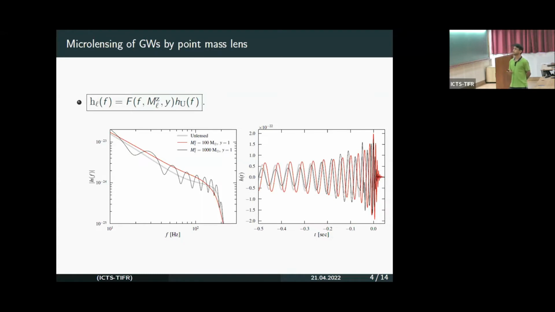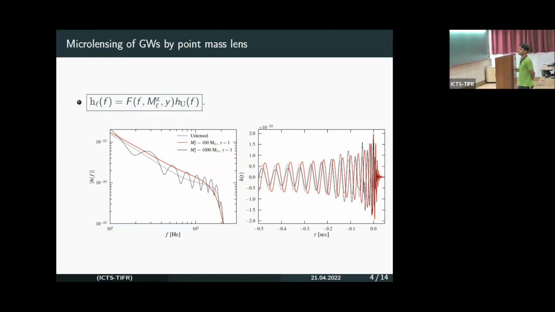So, microlensing of GWs by a point mass lens. We are considering the lenses to be point mass lenses here. When the GW is magnified in the presence of the lens, we have this frequency dependent magnification term, where HUF refers to the unlensed waveform and HLF refers to the lensed waveform. And in the left column, we show the lensed as well as unlensed waveform for different lens mass combinations, and this is the frequency domain waveform.